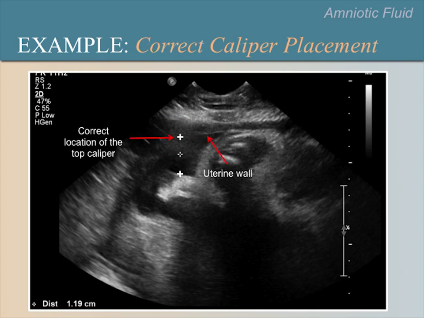Here are examples of correct caliper placements measuring the vertical heights of amniotic fluid pockets. Please take time to look at these images now by pausing the video. In the lower left image, notice that there is a loop of cord, but that the measurement is taken next to it, and the vertical line between the calipers does not cross the cord.